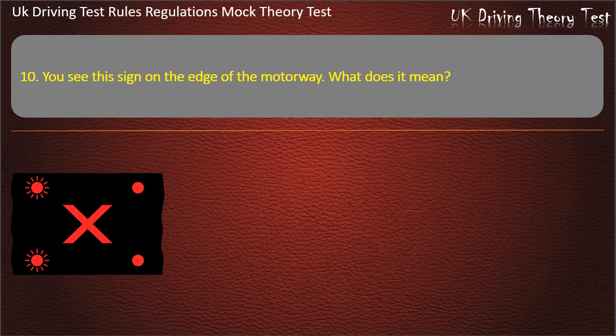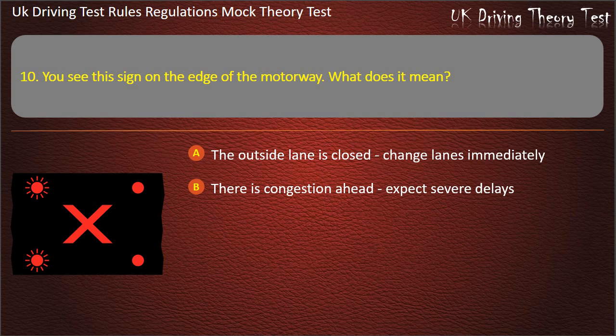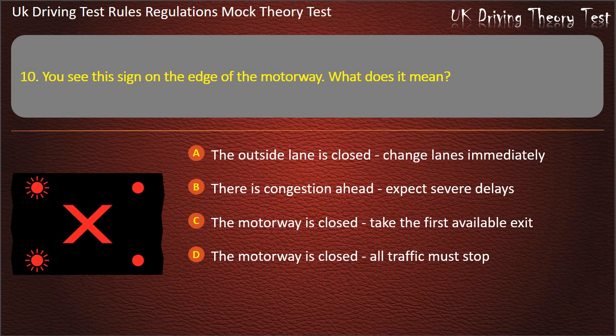Question 10. You see this sign on the edge of the motorway. What does it mean? The outside lane is closed, change lanes immediately. There is congestion ahead, expect severe delays. The motorway is closed, take the first available exit. The motorway is closed, all traffic must stop. Answer. The motorway is closed, all traffic must stop.